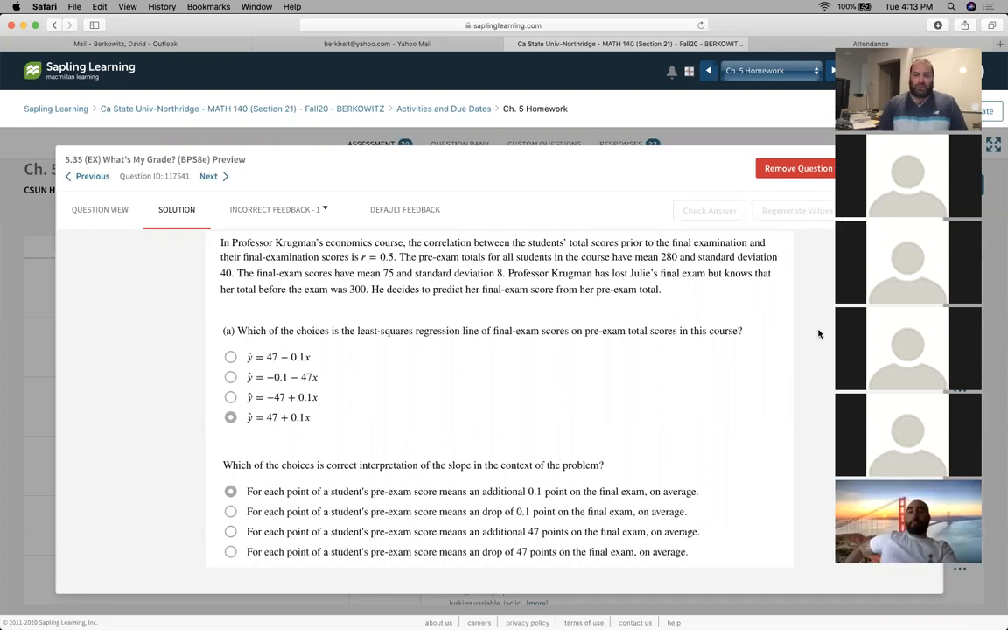So now we know that the slope is 0.1. And then we need the y-intercept. The y-intercept is, I think, y bar minus slope times x bar. So the y bar is 75, minus the slope, which is 0.1, times x bar, which is 280. And we get a y-intercept of 47. So the answer is y hat equals 47 plus 0.1x.